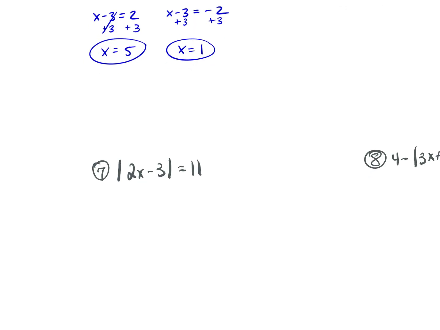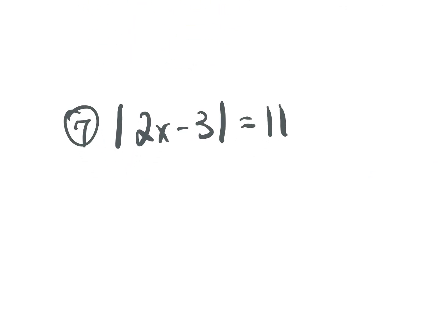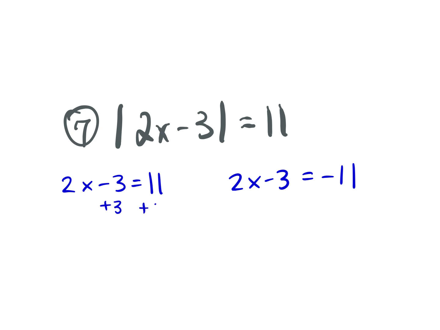All right, let's do number 7. So our absolute value is all by itself, so we can split it up. 2x minus 3 equals 11, and 2x minus 3 equals -11. What should I do first to solve? Add 3. 2x equals what? 14. Divide by 2. So x equals 7.